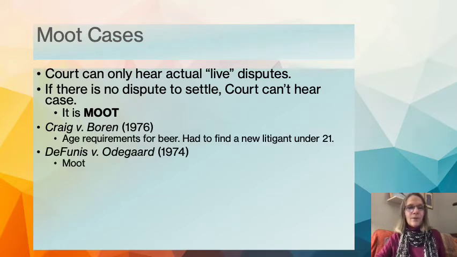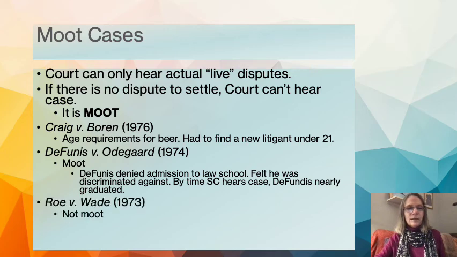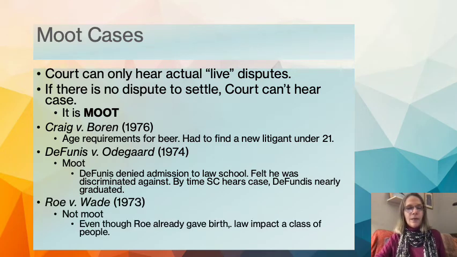There are a couple of cases that your textbook talks about regarding whether or not a case is moot. They talk about DeFunis v. Odegaard and Roe v. Wade. And I put Craig v. Boren in here too, because I know that there are some students in this class that took my sex, power, and public policy class. I wanted to bring that case up because it's a good example of how they got around the issue of mootness.